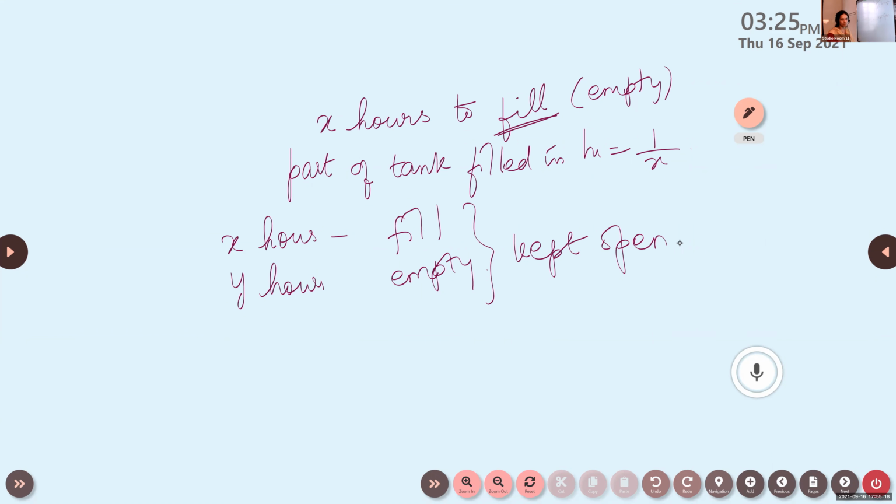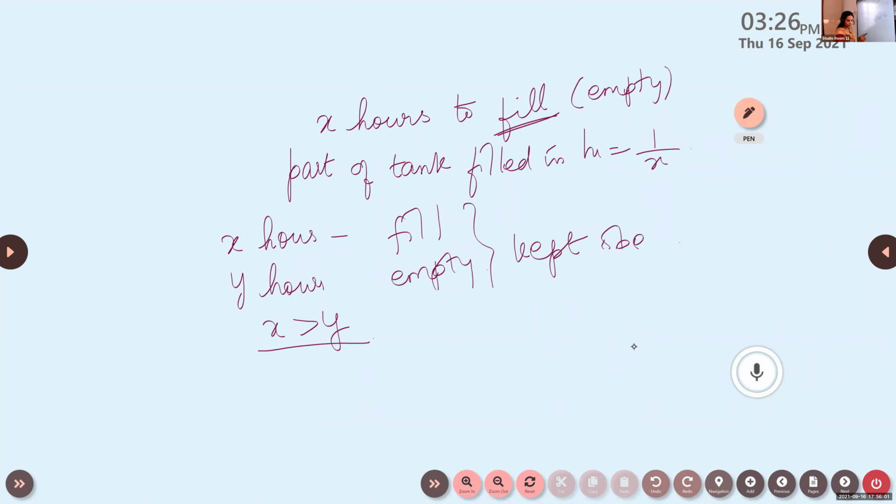In this case, what is the formula we have learned? Here we have learned two cases. Suppose x is greater than y. Part of the tank filled in 1 hour is equal to 1 by y minus 1 by x. Sorry children, it is filled, isn't it? It is not empty. So suppose x is greater than y.